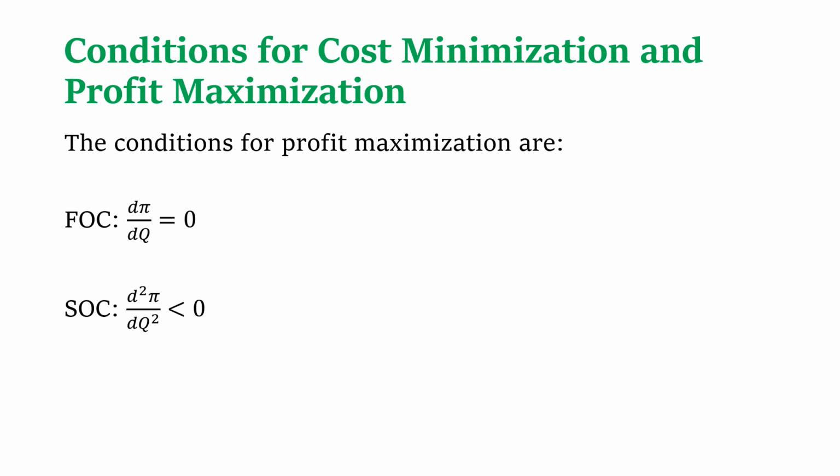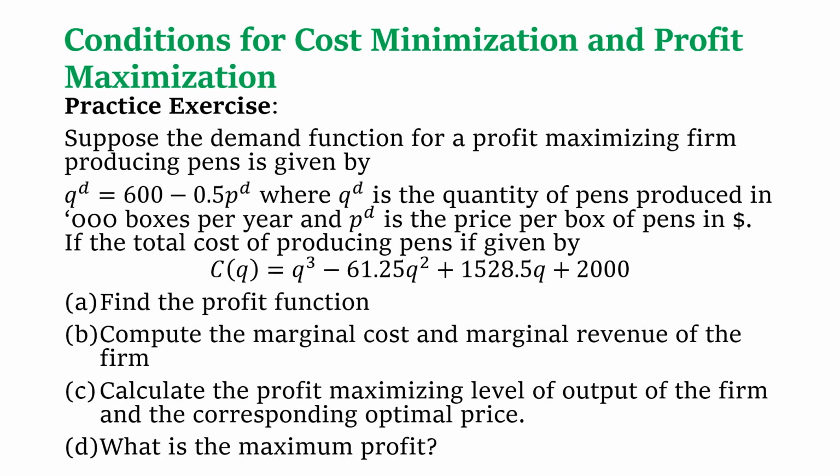So as a matter of fact, all the conditions are similar for both profit and cost. The only difference is that for profit maximization, the second order derivative is negative, and for cost minimization, the second order derivative is positive. Okay? So both the cost minimization condition and profit maximization condition have the same first order condition. That is, the first derivative is equal to 0.